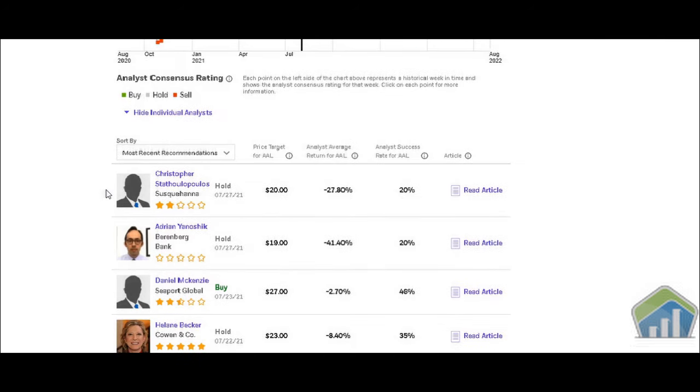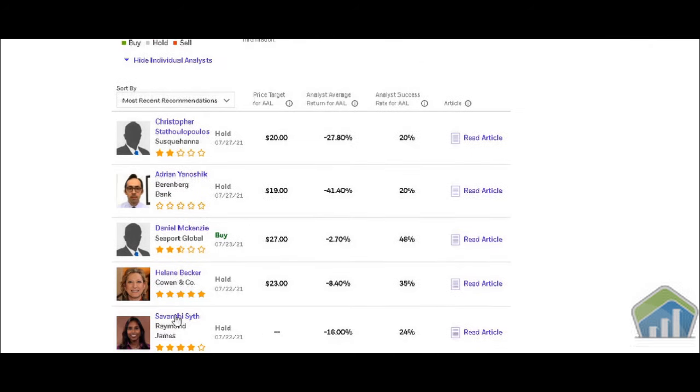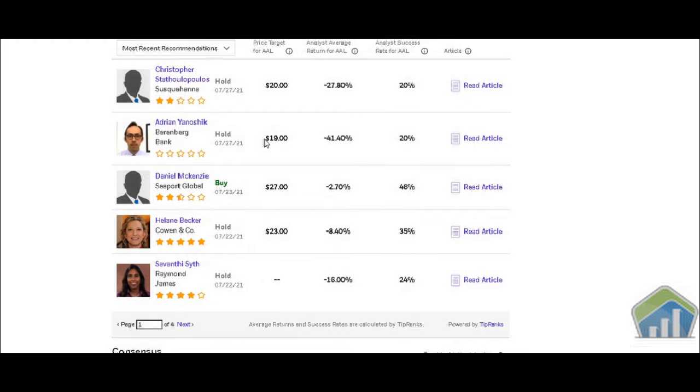As we scroll down, it shows you all the different analysts right here and their price targets, right? So on July 27th, we have a hold with a $20 price target. Another one from the 27th, a $19 price target. We have a buy on the 23rd of July with a $27 price target.